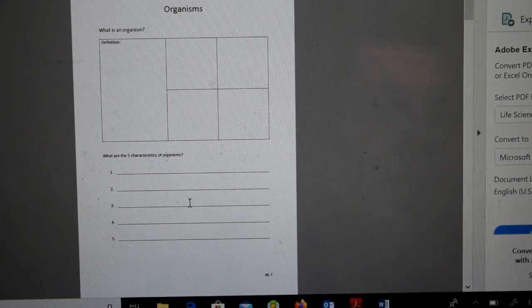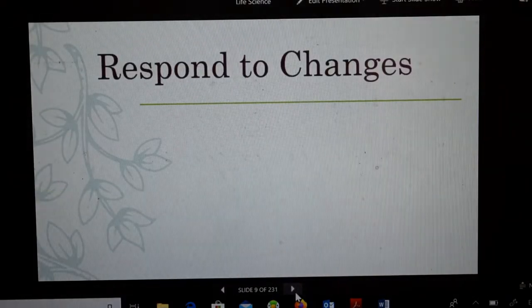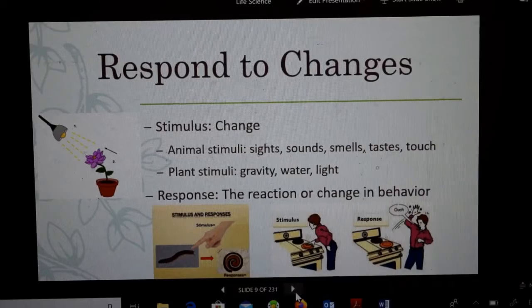Remember number 3, what was number 3? Reproduce. Number 2 was have basic needs, and number 1 was are made up of cells. The last one is respond to changes. Oh, this is an interesting one. We respond to our senses. And animals have senses too.